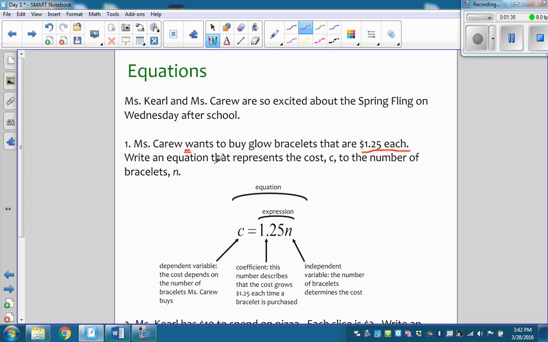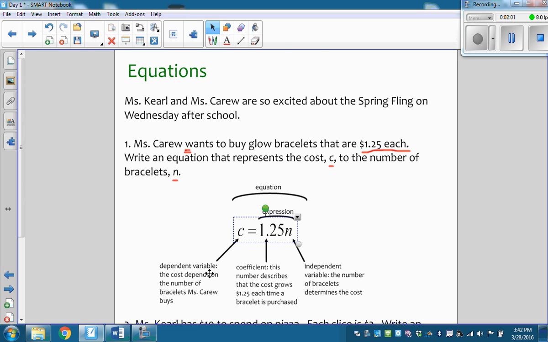And then the variable, we're going to write an equation that represents the cost C, that's our variable, to the number of bracelets N, that's another variable. So this problem has two variables. And this is the equation below to represent this problem. Now, we're going to practice some of these when they're not finished, but let's look at one that's finished.